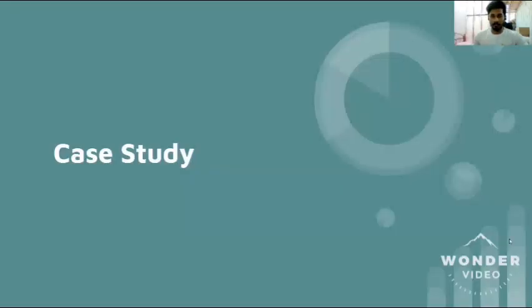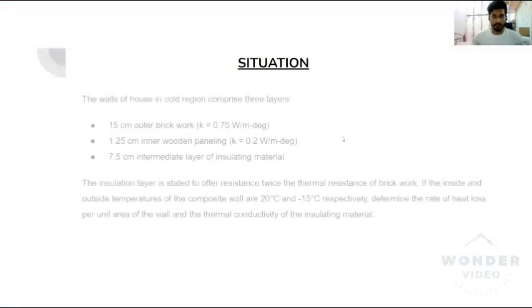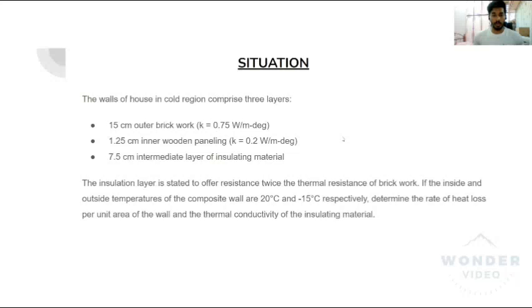Okay, for the case study, we will be looking at an example or situation. First, I'm going to explain the situation. The wall of the house in a cold region comprises 3 layers: 15 centimeter outer brickwork, 1.25 centimeter inner wooden paneling, and a 7.5 cm intermediate layer of insulating material.